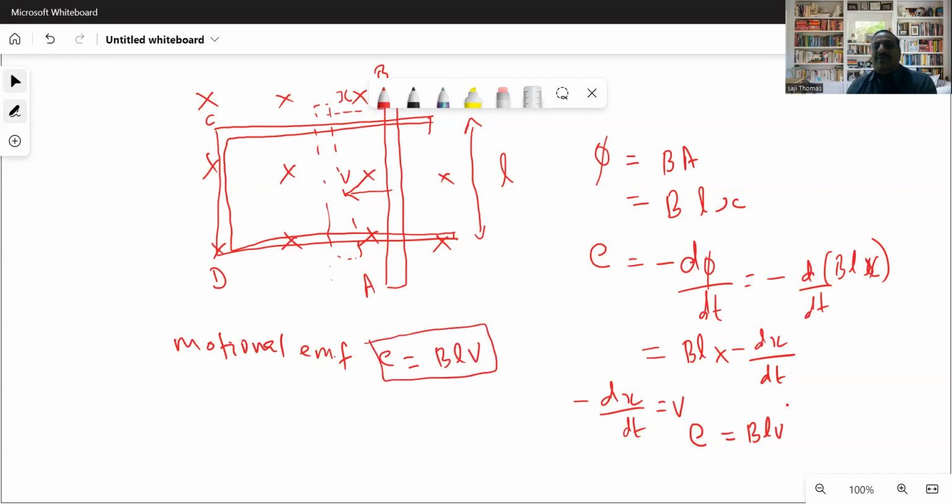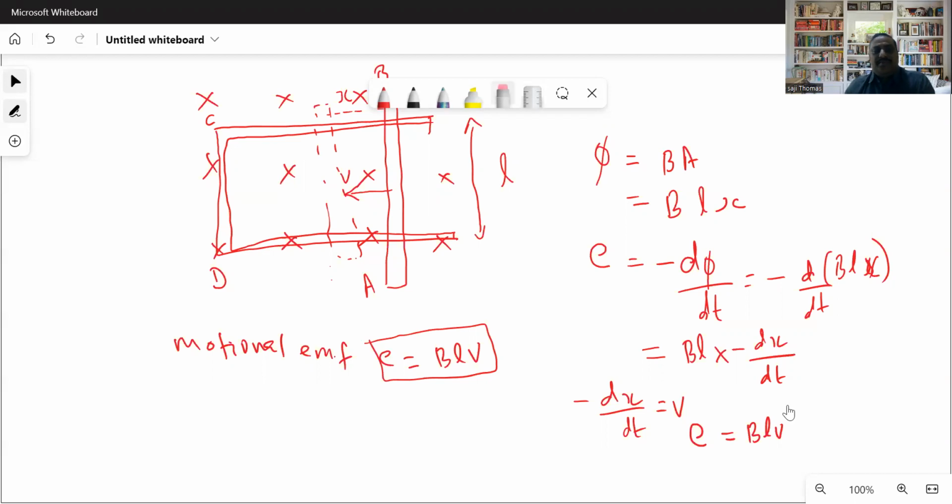So motional EMF is the induced EMF developed in a conductor when it is moving through a magnetic field. It is due to the motion of the conductor, that is why the name motional EMF. And the same equation we can obtain using the Lorentz force also. Next I will show this.